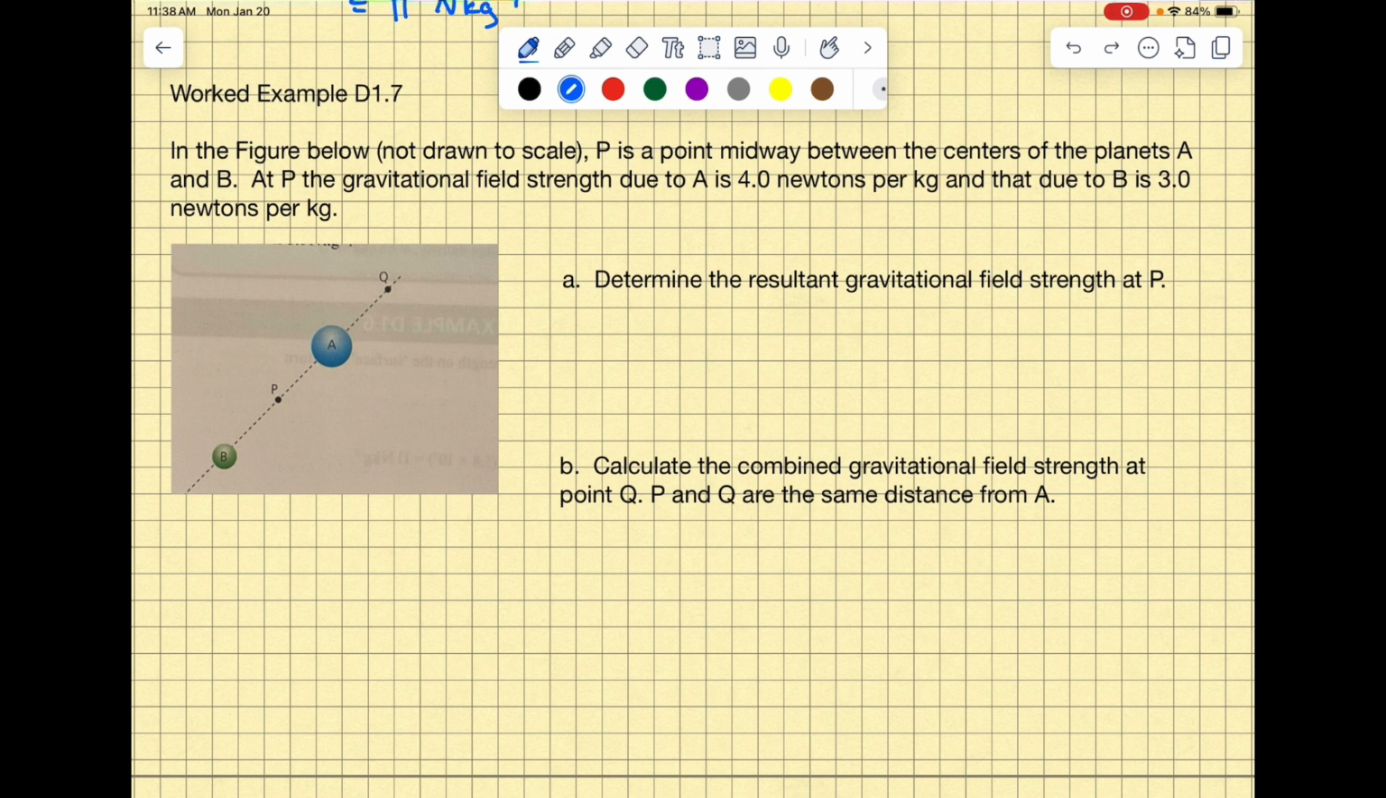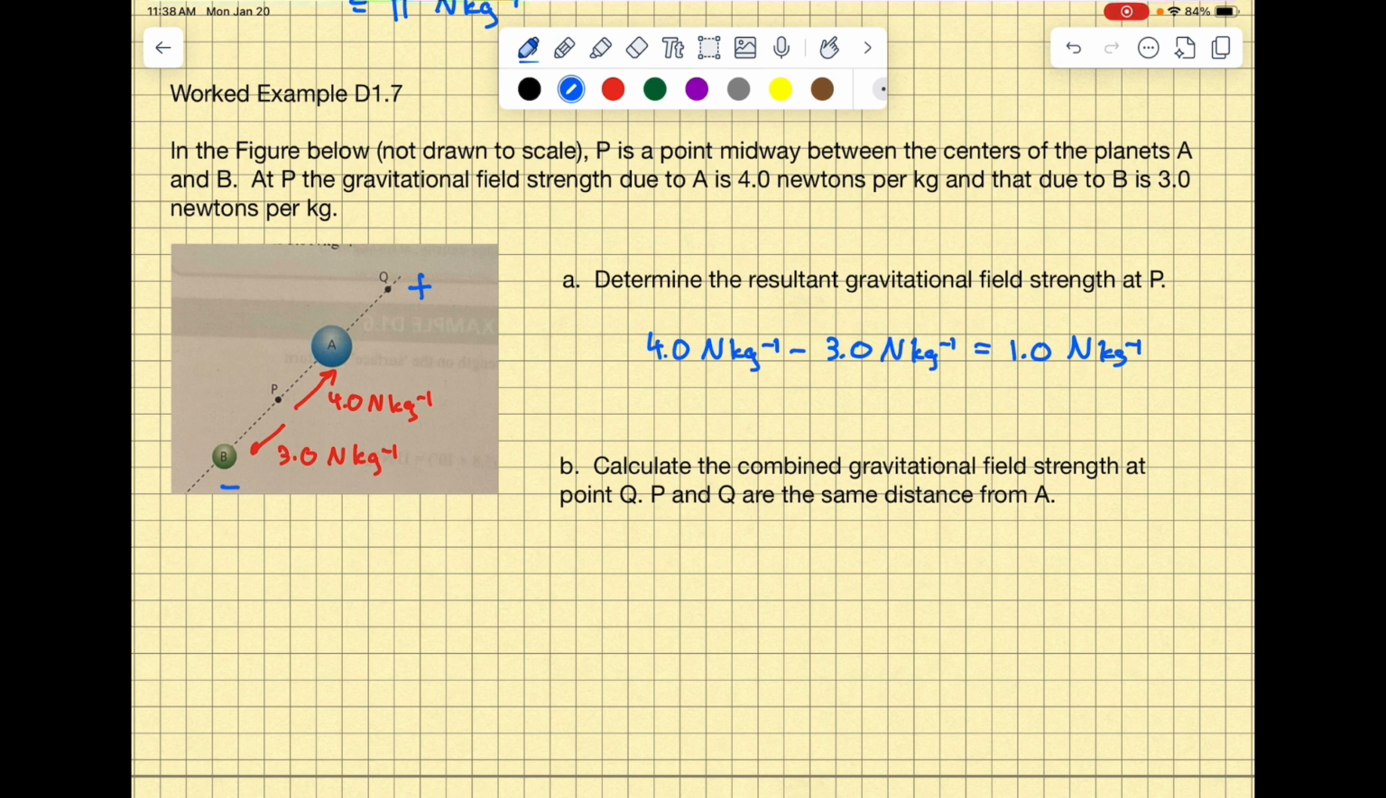Okay, so not too bad here. At P, the gravitational field strength due to A, which is going this way, is 4.0 newtons per kilogram. And the gravitational field strength due to B, which is going this way, is 3.0 newtons per kilogram. So the resultant gravitational field strength would be the difference between these two: 4.0 newtons per kilogram minus 3.0 newtons per kilogram, which equals 1.0 newtons per kilogram, going in the direction of A. We'll call this direction positive, this direction negative.